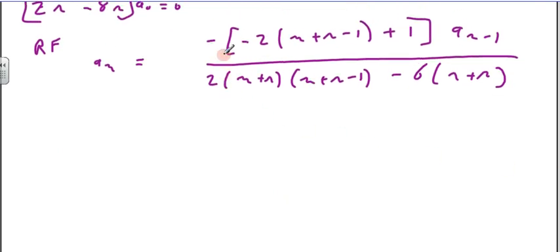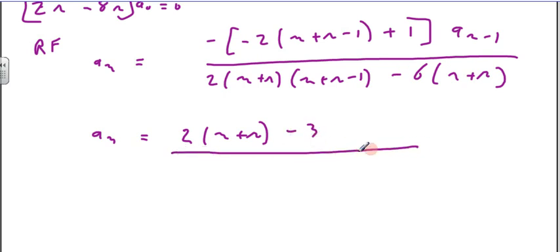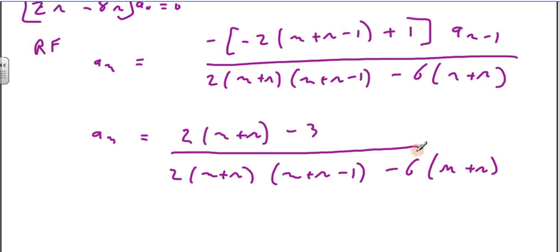I'm going to minus 2, okay, so that looks all right. Okay, what am I going to do with that? So a_n is going to be, the minus sign comes in, I have (2(n+r) - 2 + 1 - 1), which is 2(n+r) - 3, times a_{n-1}. And then on the bottom I have 2(n+r)(n+r-1) - 6(n+r). And I can't do much with that. Alright, so that is going to be my recurring formula.